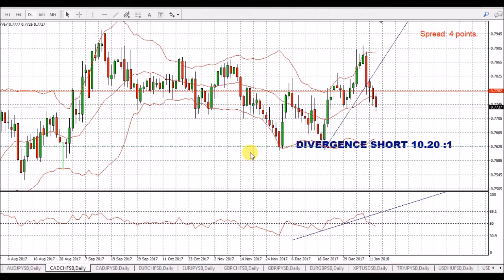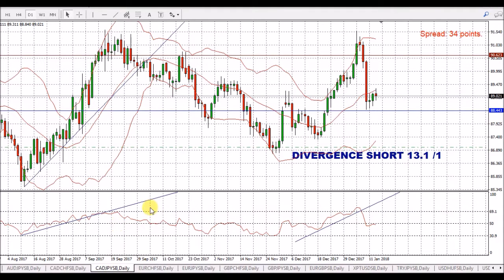Canadian dollar Swiss franc. Nice divergence, 10.2. It's always nice to get them over the 10. We have come down nicely through the 50 on the RSI. So hopefully we can hold below the 50, and we'll see quite a lot more weakness unfold for this pair. So there you go.